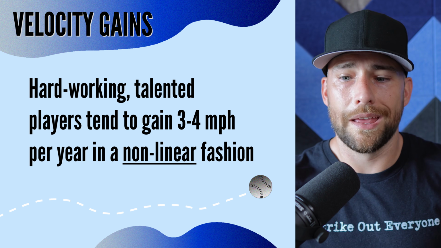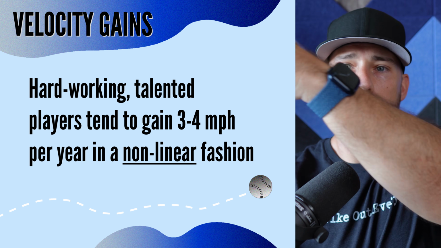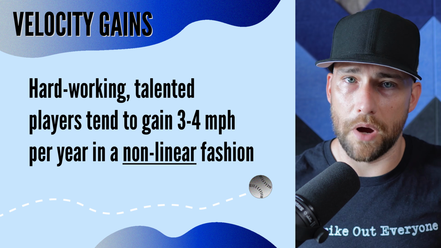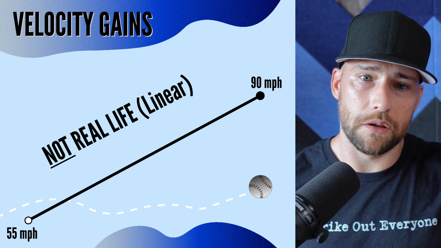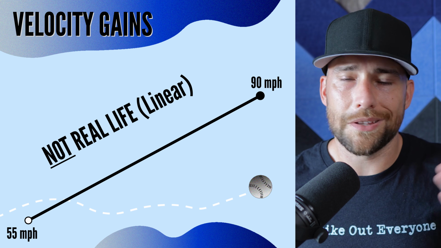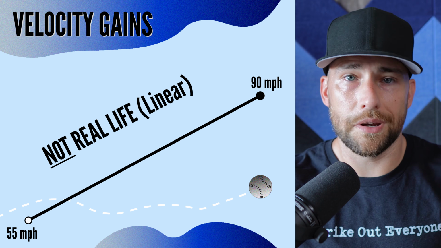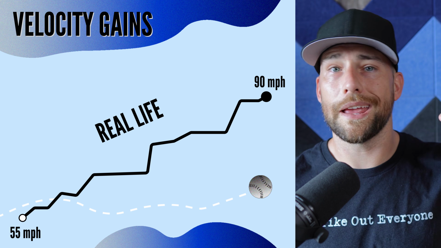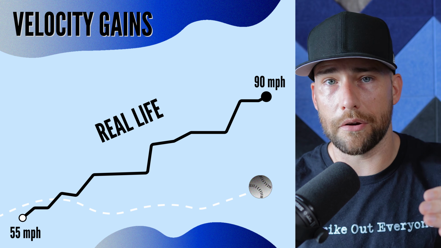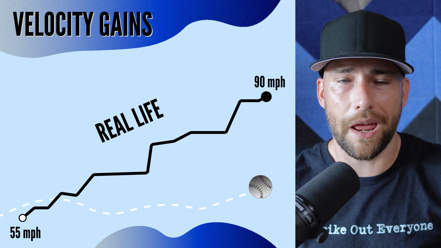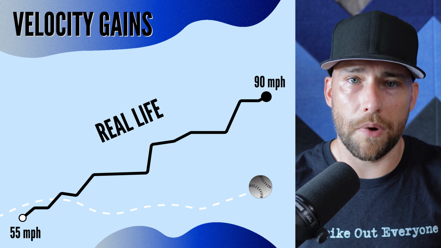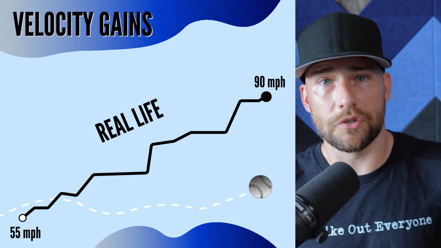So understand that even though that is like a linear thing, like 3 to 4 miles per year, if it was consistent, would take you from 55 to 90. But in reality it's not going to be that simple. You're going to gain 7 miles per hour one year. You're going to gain 0 one year. You're going to have a little minor injury and you're going to go down. Your mechanics are going to be weird. You're going to lose a couple miles per hour. Then next year, you're going to jump back up.